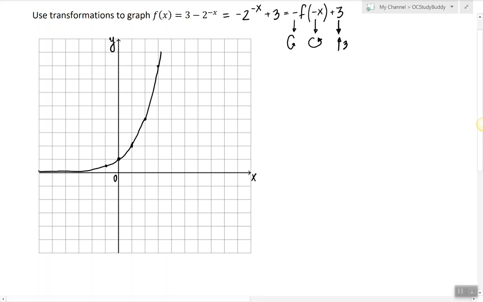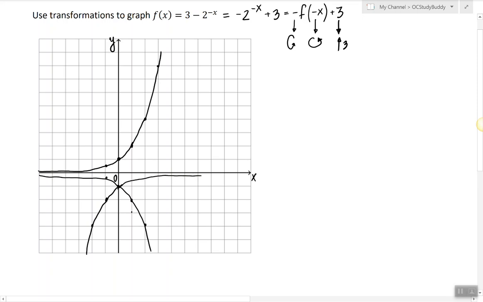Now, we're going to apply the rotations around the x and y axis. So one at a time, rotating it around the x-axis will give me this shape. Rotating it again around the y-axis will give me this shape.